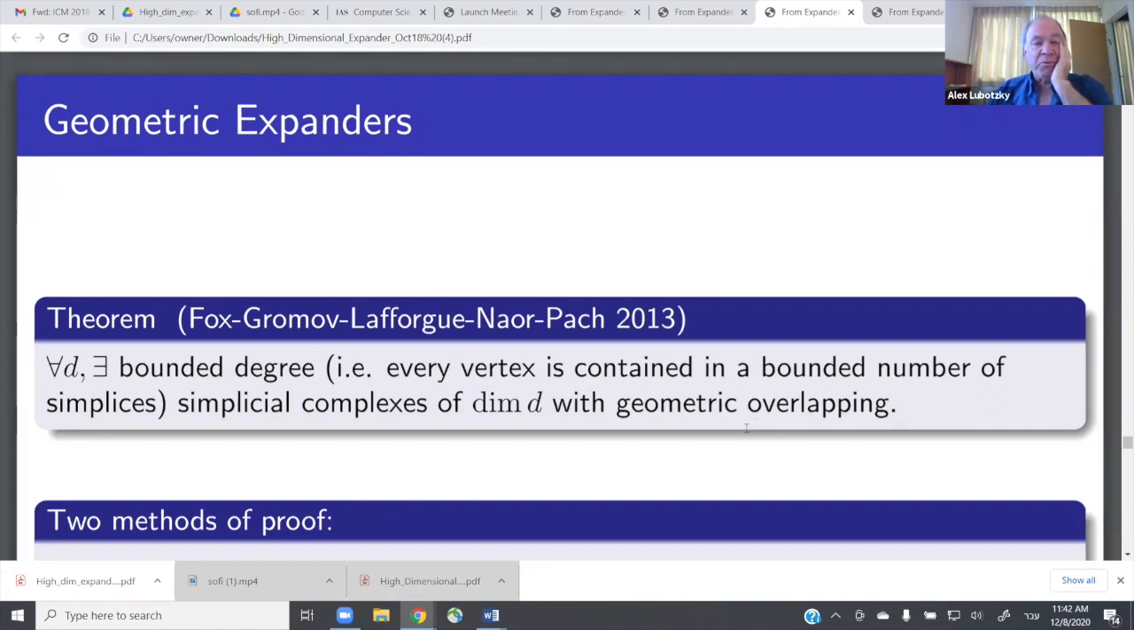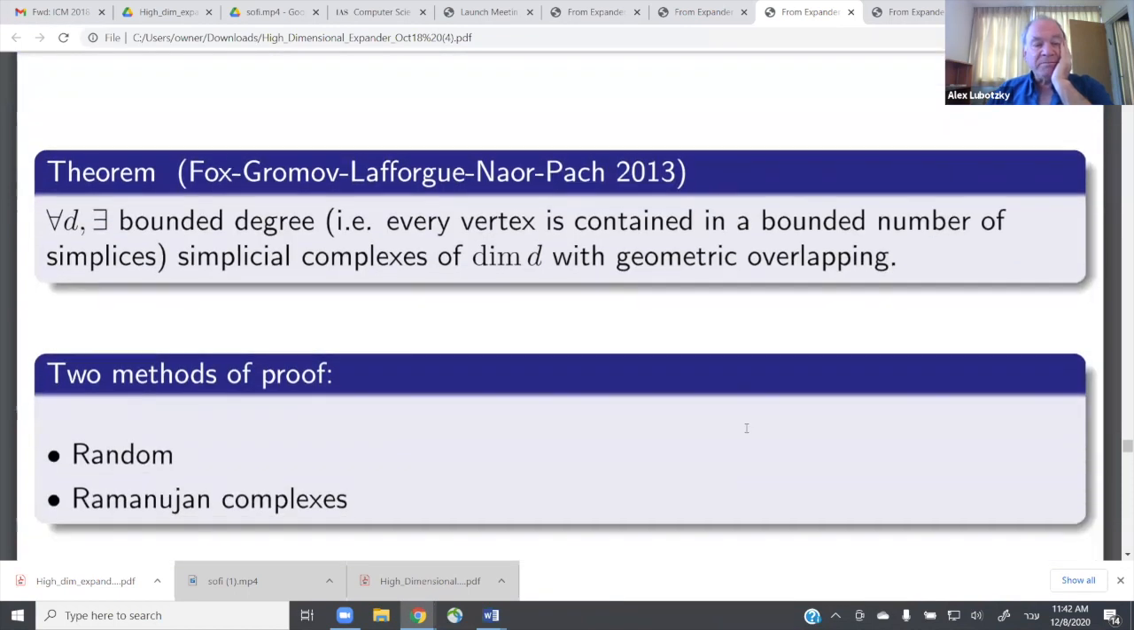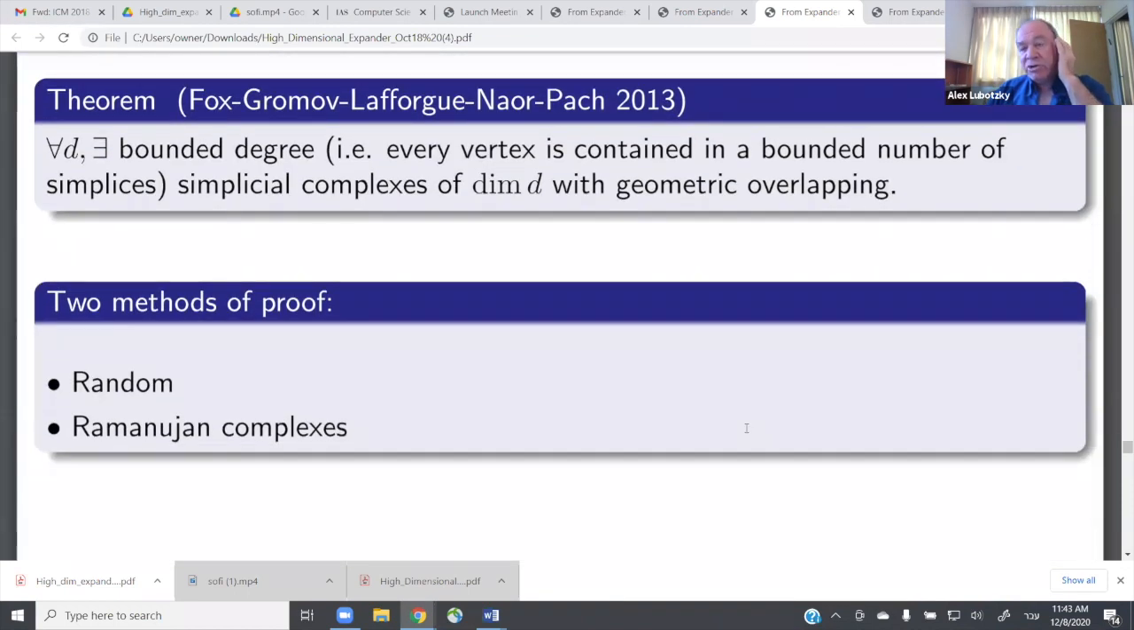And they gave two proofs. One is random. They made a construction of a random bounded degree simplicial complex. How? That's not difficult to imagine. Think about how you get bounded degree random graphs. Let's say you want to get a k-regular random graph on n vertices. You take n to be very large. Let's say n is even.